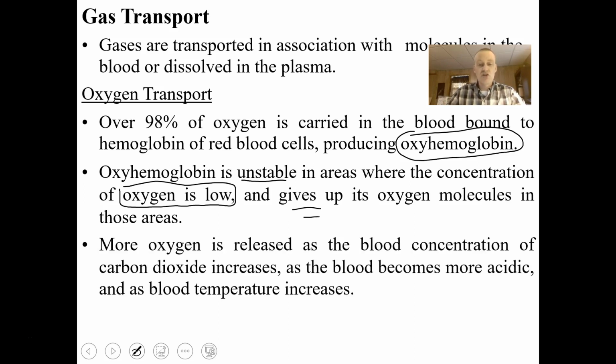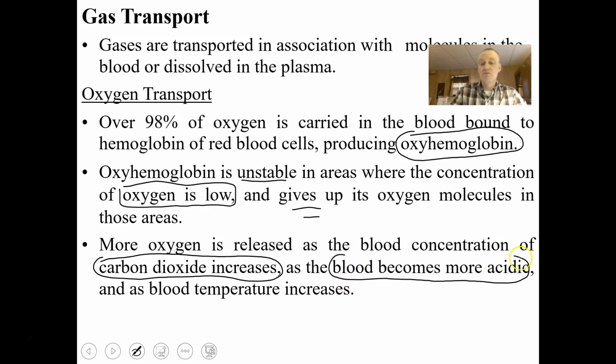More oxygen is released as the blood concentration of carbon dioxide increases. You can imagine that a place in your body where there are high carbon dioxide levels would be somewhere like your muscle tissue when you're doing physical exercise. Now your muscle tissue, when it's doing physical exercise, needs lots of oxygen. So you want oxygen to be released from the oxyhemoglobin molecule so it can go to the tissues. Where you have high carbon dioxide levels, that makes the oxyhemoglobin molecule unstable, thus releasing the oxygen.